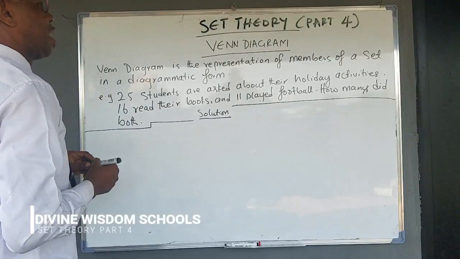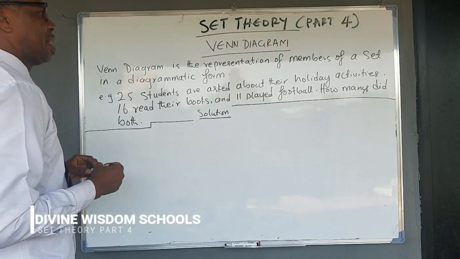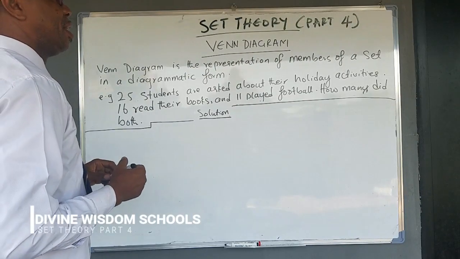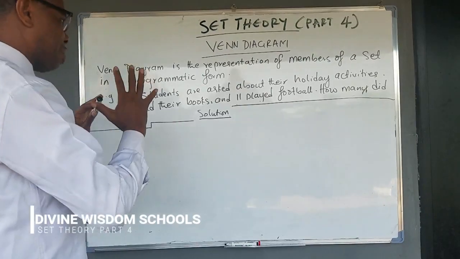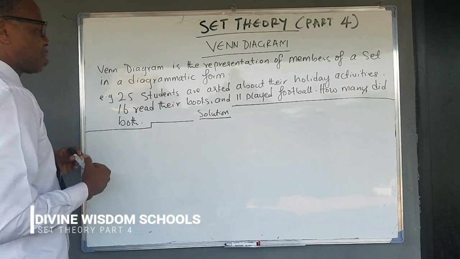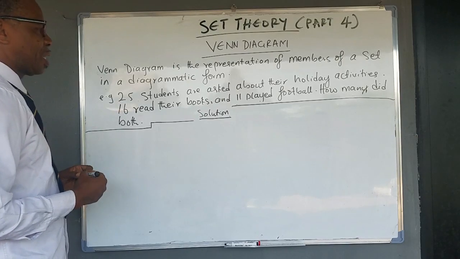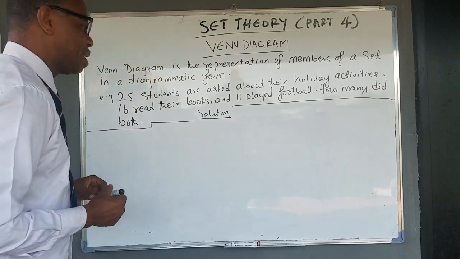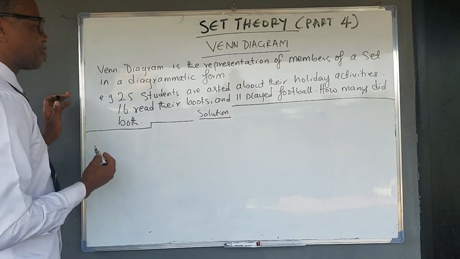We have a Venn diagram. Like I've told you about the Venn diagram, it shows members of a set in diagrammatic form. Then the best way to demonstrate a Venn diagram is to solve some examples that have to do with Venn diagrams. That will make it easier and faster.